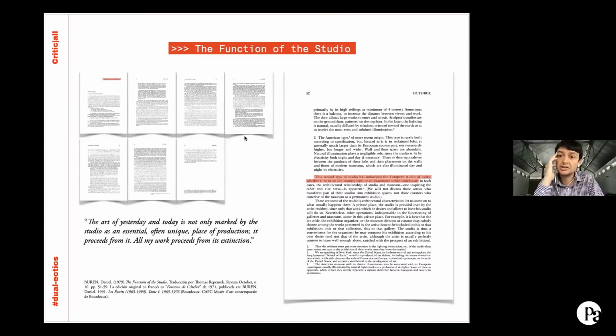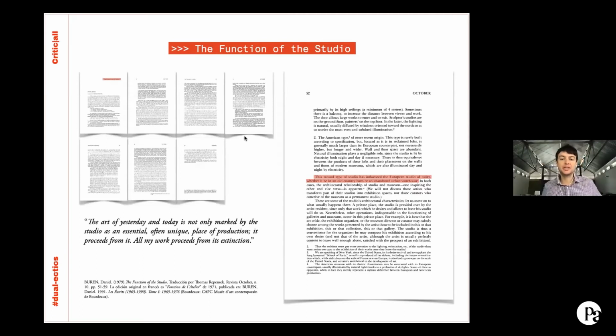The French artist Daniel Buren in 1971 wrote this article called The Function of the Studio, where he defined the studio in terms of frames, envelopes, and limits. Buren developed his argument comparing the Parisian studios of the 19th century with the North American loft of the 1950s onward, saying that both types should be left behind completely.